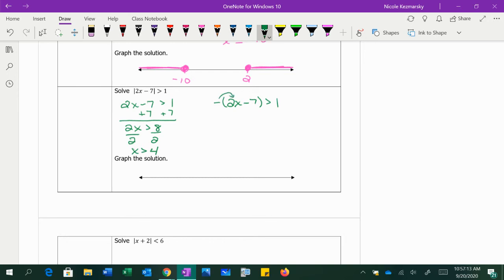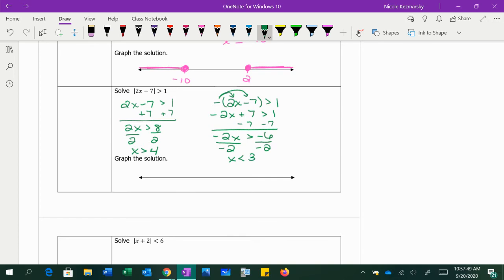For the inequality on the right, I'm going to go ahead and distribute. So we'll say negative 2x plus 7 is greater than 1. We'll subtract the 7 and get negative 2x is greater than negative 6. We'll divide by a negative 2, and remember, we're dividing by a negative, so don't forget, we're going to go ahead and flip that inequality. So we're going to say x is less than 3.